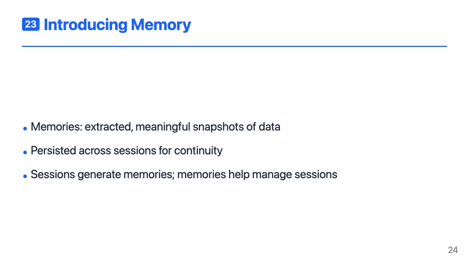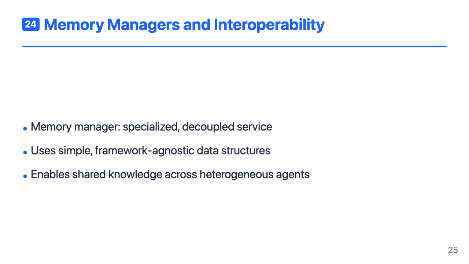There's a tight feedback loop. Sessions are the main source of new memories, and those memories, in turn, help keep future sessions compact and focused. A memory manager is a dedicated service that stores and retrieves memories. Crucially, it uses simple, framework-agnostic formats like strings and dictionaries instead of framework-specific session objects. That design choice makes it a natural bridge between agents built on different frameworks.